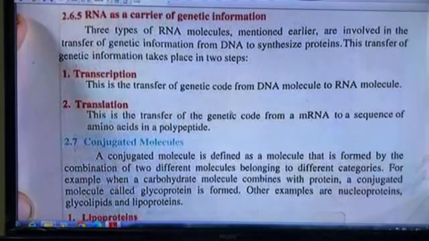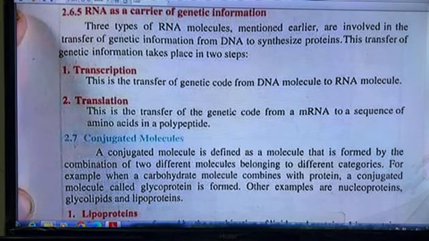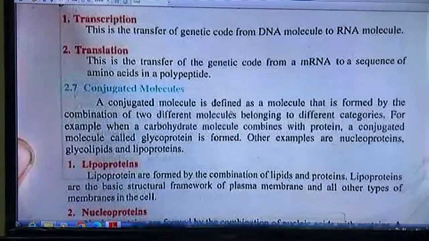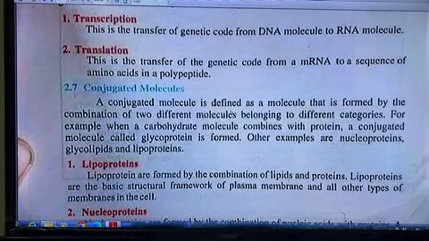Three types of RNA molecules mentioned earlier are involved in the transfer of genetic information from DNA to synthesize proteins. This transfer of genetic information takes place in two steps. Transcription: this is the transfer of genetic code from DNA molecule to RNA molecule. Translation: this is the transfer of genetic code from a messenger RNA to sequence of amino acid in a polypeptide.